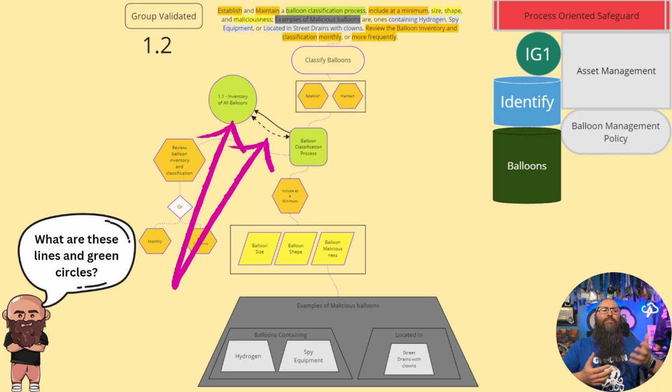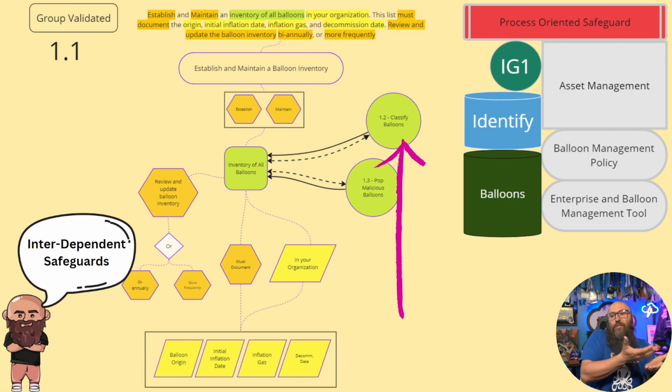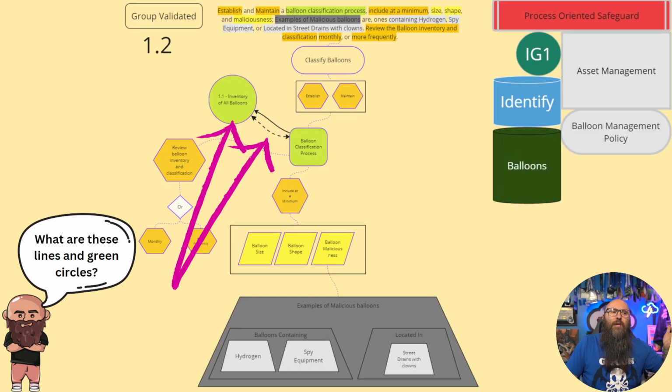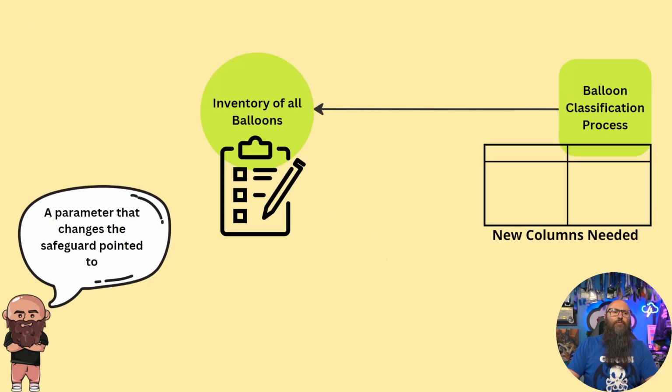You might ask yourself, what are these green circles here tied in and these lines that are maybe dashed and all that? And so when we want to answer that, we look at how they're actually inverse of each other. So if we look back, we have 1.1 from 1.2, and over here we have 1.2 from 1.1. And what it's trying to show is the relationship and interdependence. And these are interdependent safeguards that depend upon each other, whether it be for parameterization or data, as we'll start to explain further.